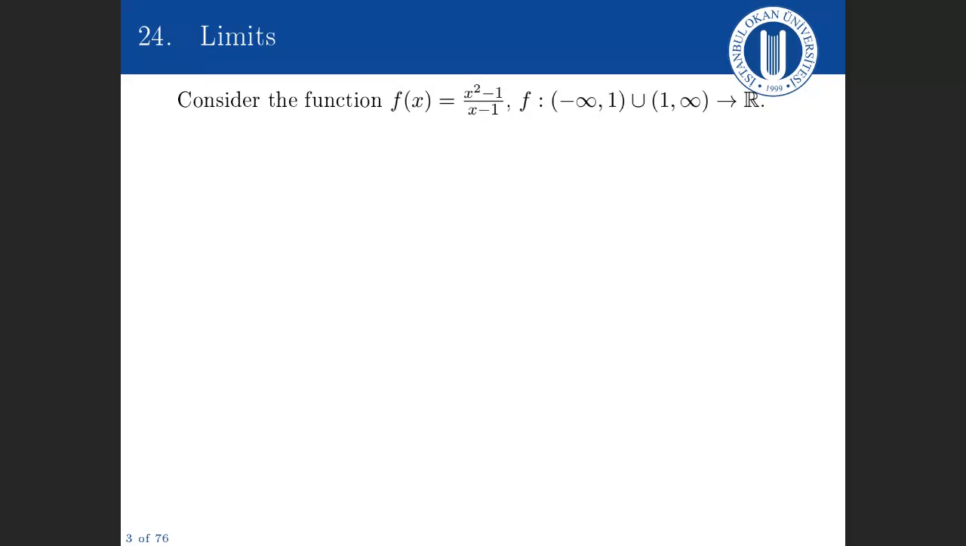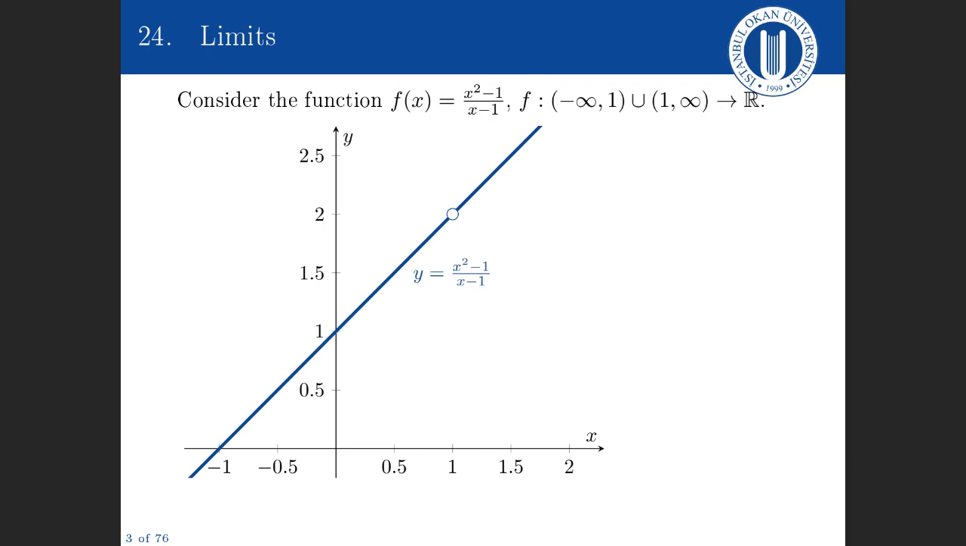The domain of this function is the open interval between minus infinity and 1, union the open interval from 1 to infinity. So in other words, the domain is the whole real line except x equal to 1. And the graph of the function looks like this. We have a hole when x is equal to 1 because the function is not defined when x is equal to 1. But I want to ask the question, how does f behave when x is close to 1?